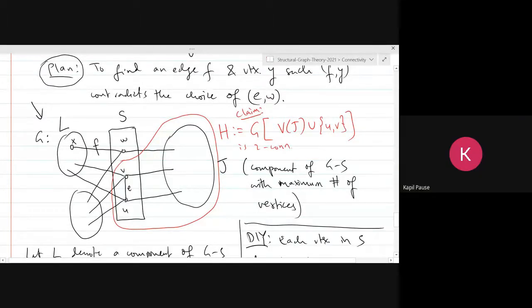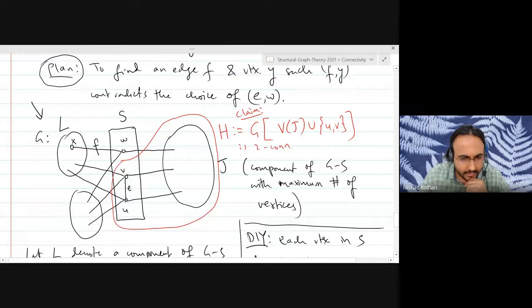Yeah, J union S. Not H union S, you mean J union S. Yeah, I get it. Okay, that is one way to prove it, although you will have to verify the details, right?